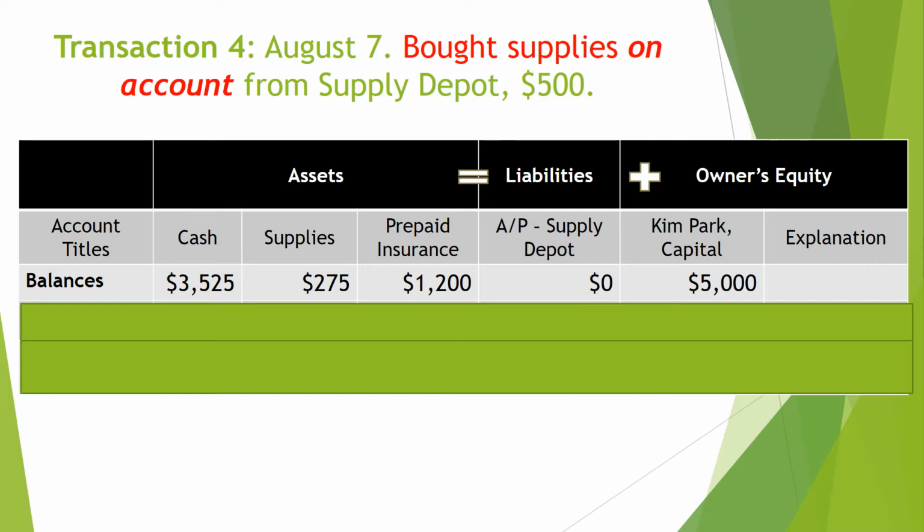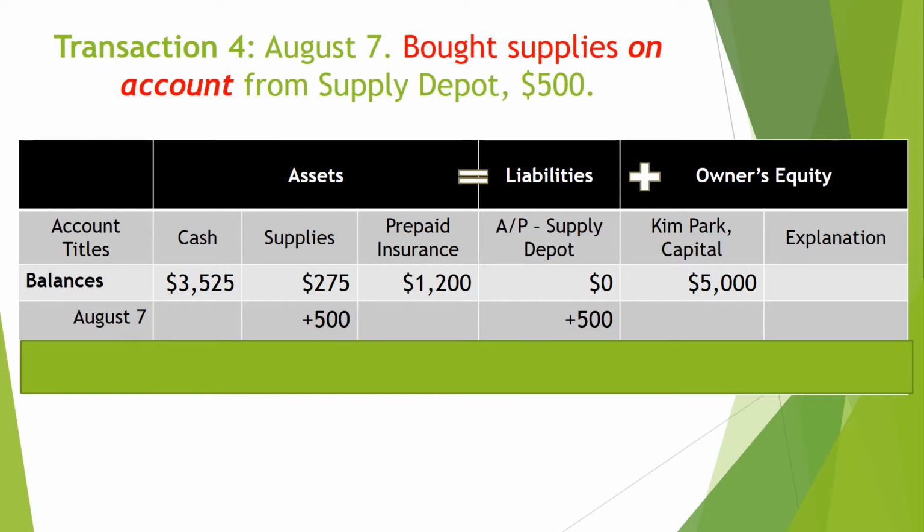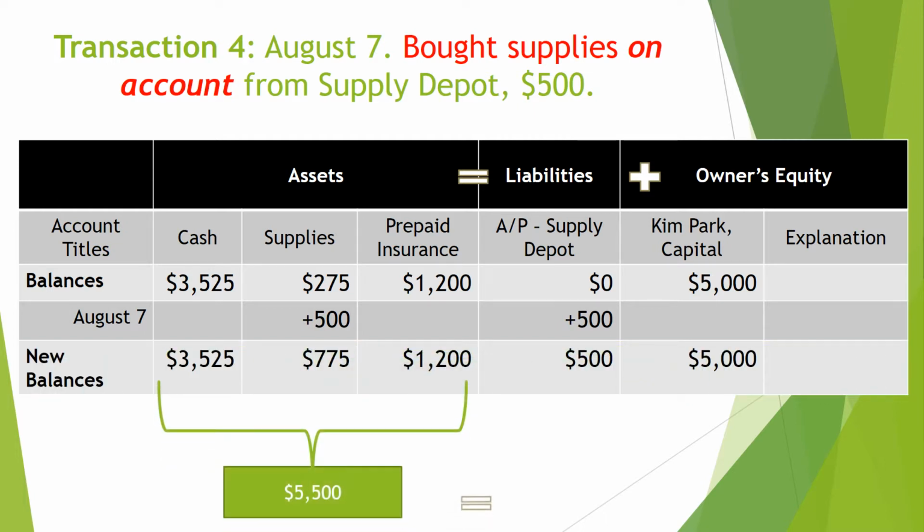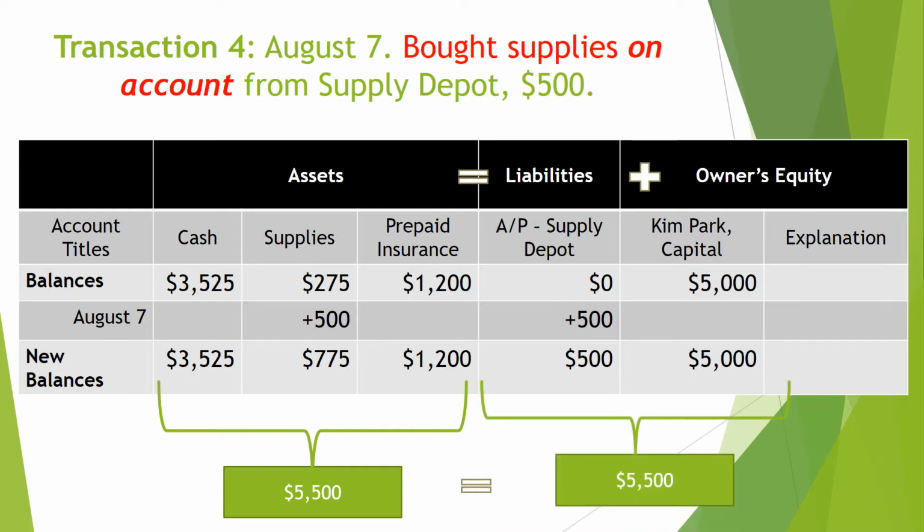So let's record our transaction. Supplies plus 500. Accounts payable Supply Depot plus $500. And now let's determine our new balances. Cash, $3,525. Supplies, $775. Prepaid insurance, $1,200. Accounts payable Supply Depot, $500.